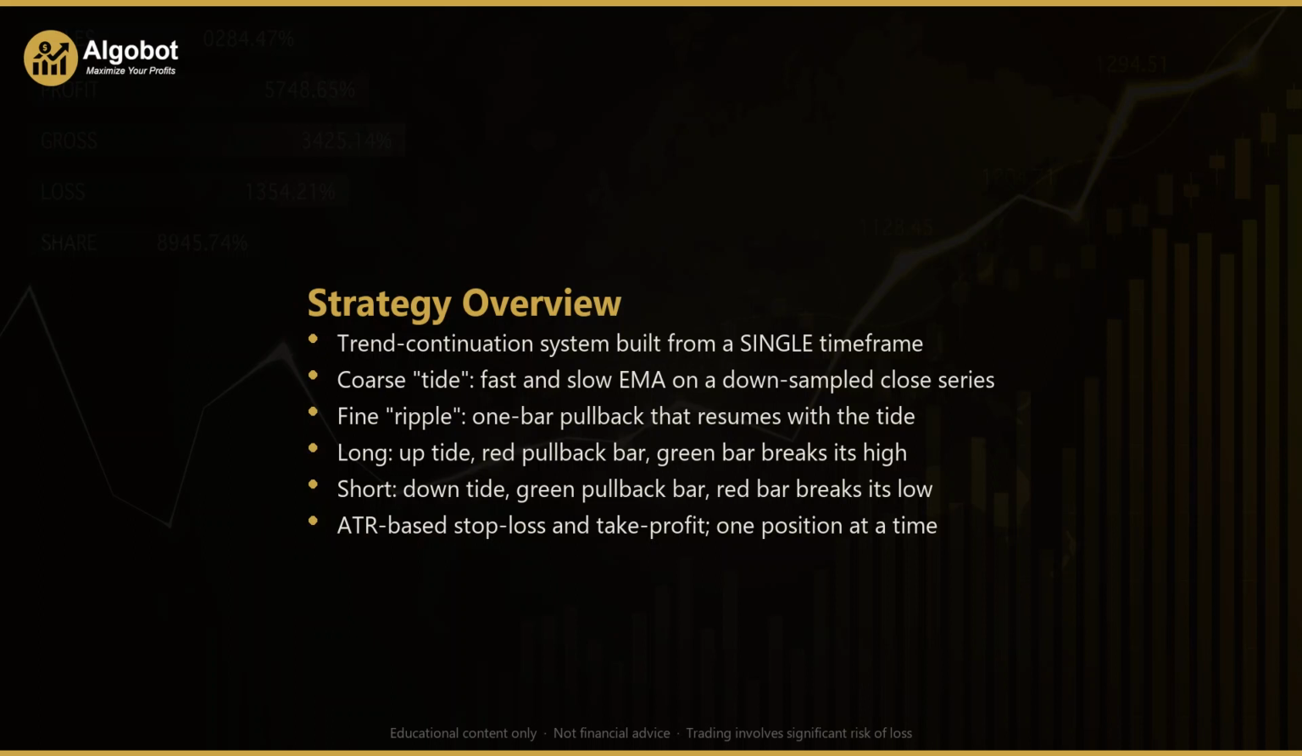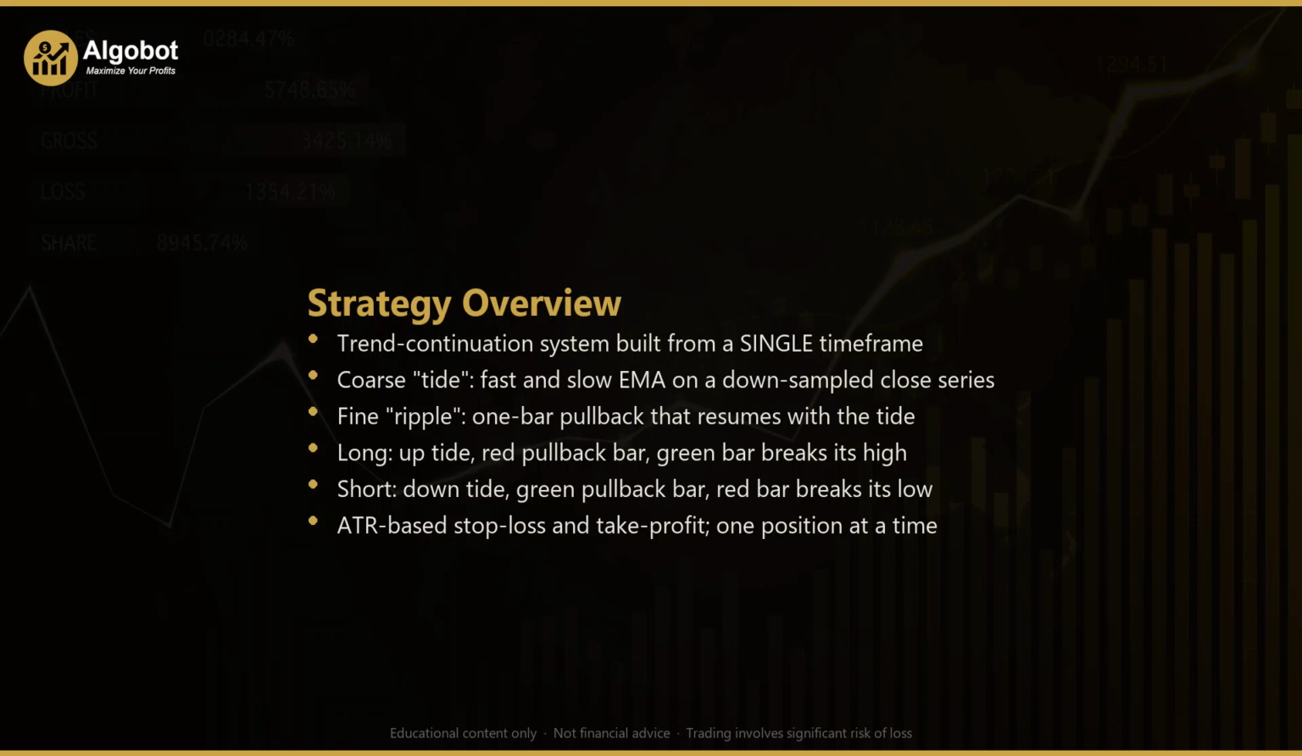The first scale is what the strategy calls the tide, the bigger, slower direction of the market. Instead of loading a separate higher time frame, the EA takes the closing prices from your chart and samples them thinly, keeping only one close every few bars. This downsampled series behaves like a slower time frame built from the same data. A fast and a slow exponential moving average are then measured on that coarse series to decide whether the tide is flowing up or down.